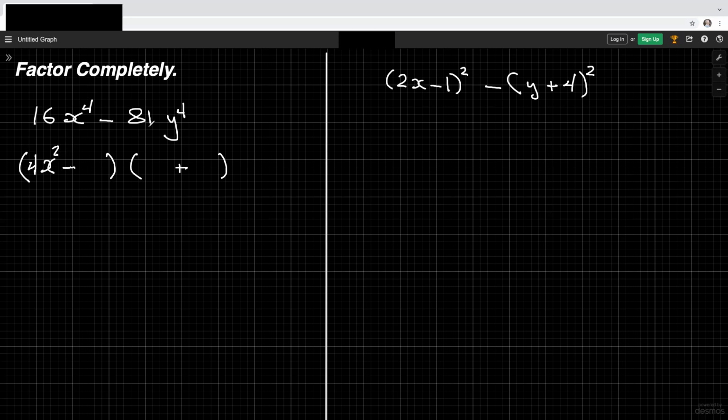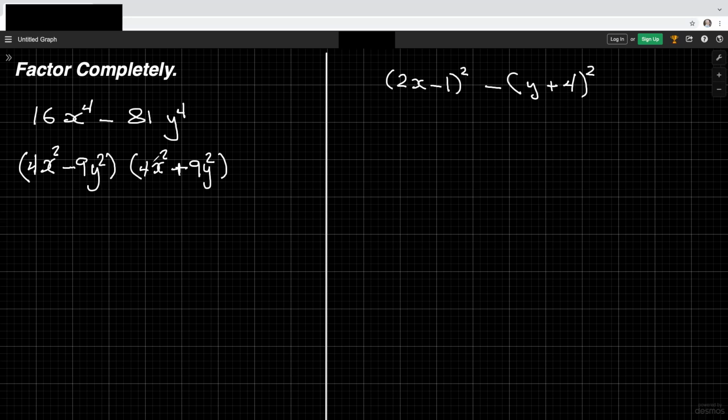And then you go to this term and also square root it. Square root of 81 is 9. Square root of y to the 4 is y squared. And then we do that one more time, so we just rewrite these here, except with a plus sign. So we have 4x squared plus 9y squared. Okay, so that's the first thing we do.